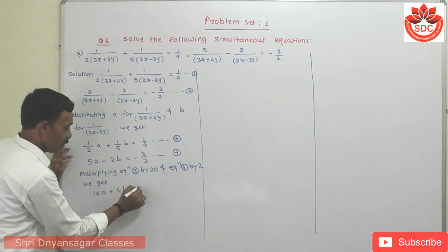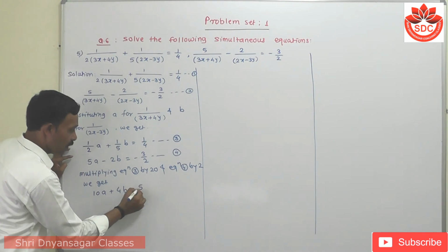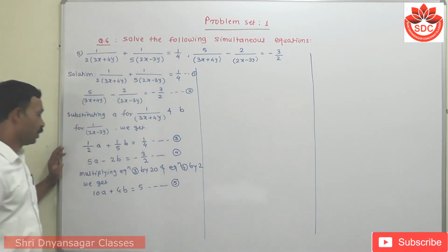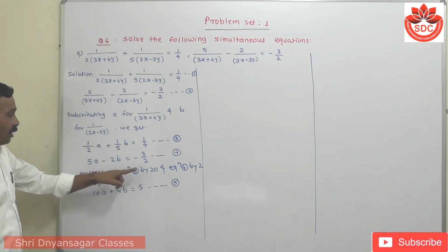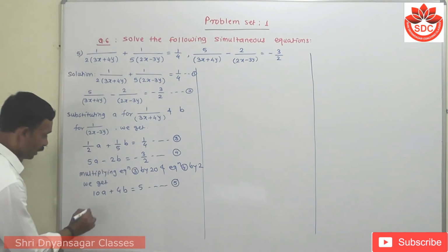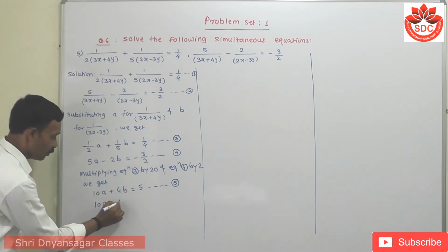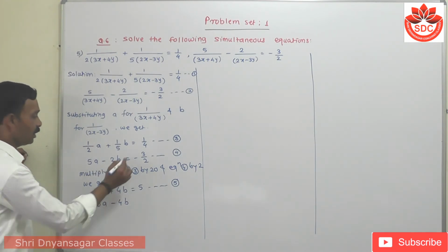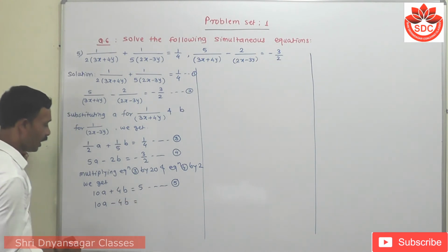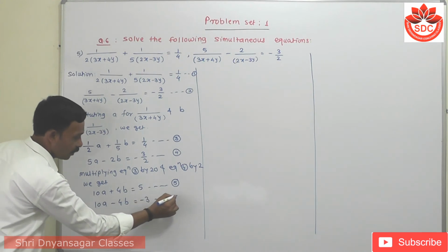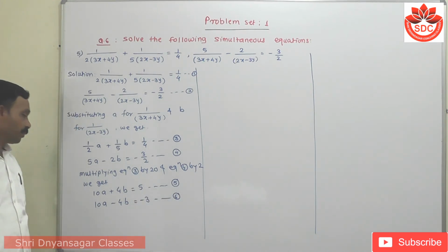Equation 3 times 20 gives 10a plus 4b, and 20 into 1 upon 4 means 5. Suppose this is equation number 5. And when we multiply equation 4 by 2, we get 10a minus 4b equals minus 3, as the 2s cancel. This is equation number 6.